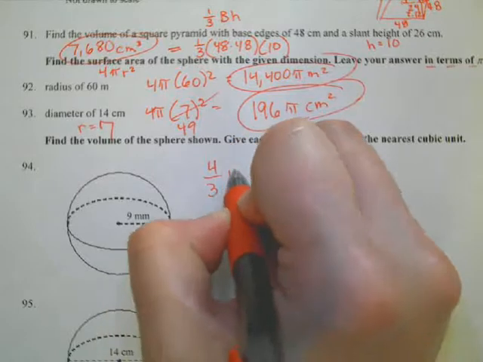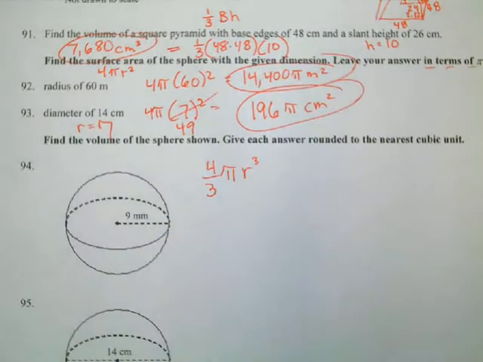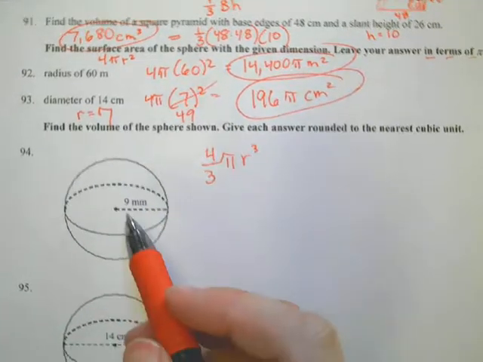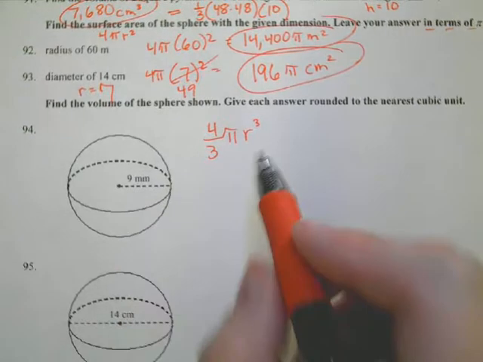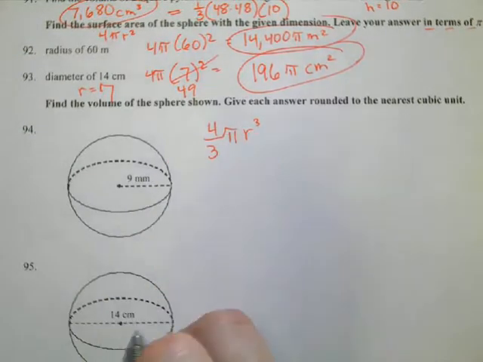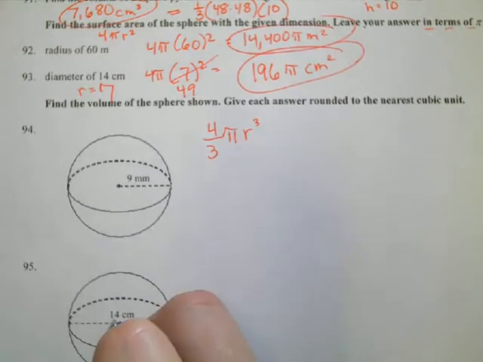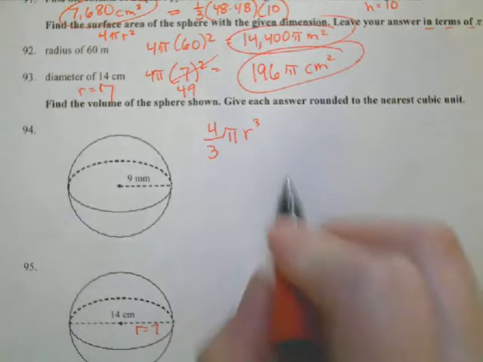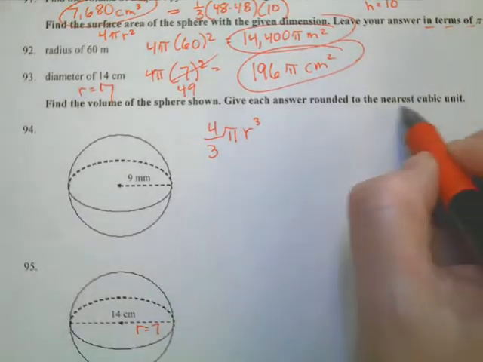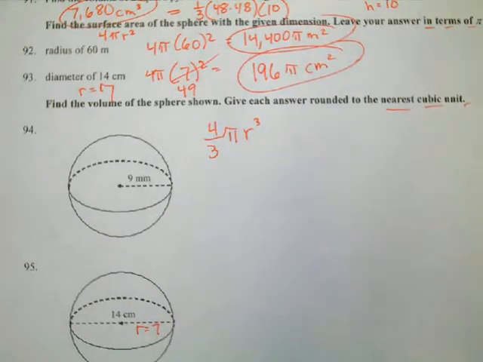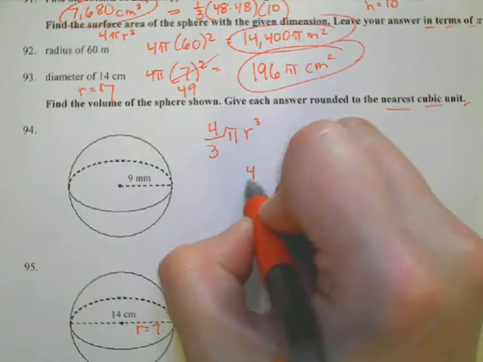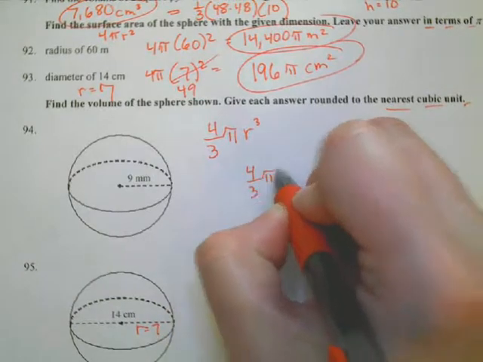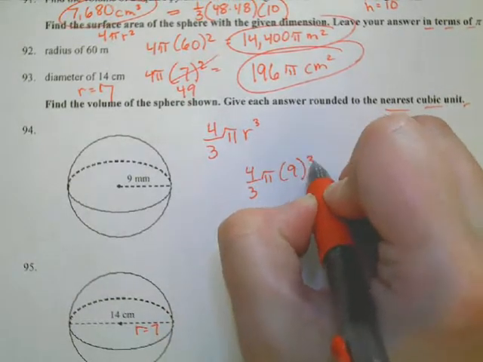Now this does want it to the nearest cubic unit, so we are going to calculate the whole thing and then round. 4/3 pi times your radius of 9 cubed. Okay? Now, just to save some time, if I'm calculating here, I'm going to go ahead and write out the 9 cubed as 9 times 9 times 9. That's not what I wrote, is it? Thanks for catching that.